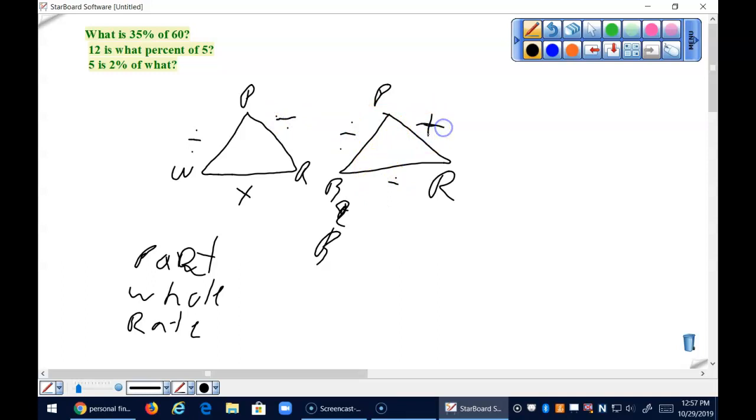Okay, so any problem you got, give me a problem. 35%, so the percent is rate, like interest rates. So it is 35, and the other one is 60, which is the whole. So it's 60 times 0.35. If it was a part, 35 is what percent of 60, then part.